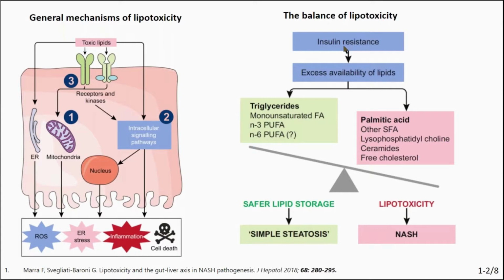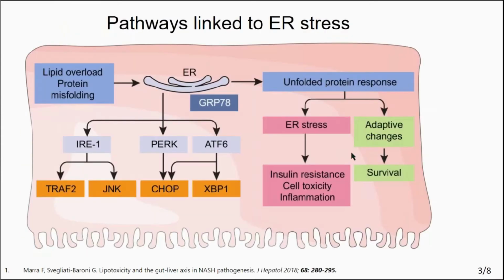For example, the balance of lipotoxicity might vary between some good lipids, like some types of triglycerides or monounsaturated fatty acids or PUFA, which might be stored in a safer way, leading to simple steatosis. But some other lipids, like palmitic acid, lysophosphatidylcholine, ceramides, or free cholesterol, might increase lipotoxicity, leading to steatohepatitis.